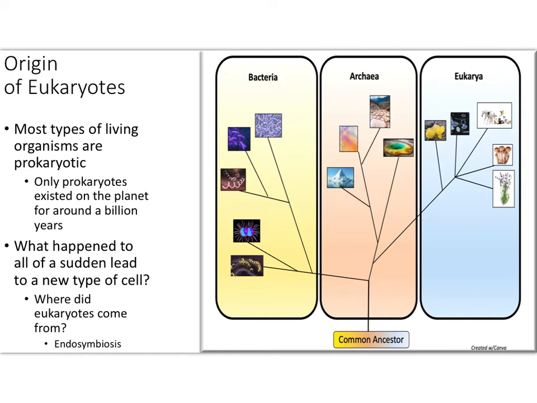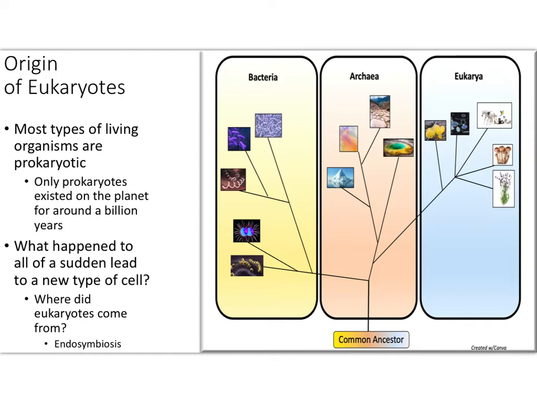To start us off, I want to talk about the origin of eukaryotes. Most life on Earth, most types of living organisms, are actually prokaryotes. So remember, you've seen this diagram before. This is the diagram of the 3 domains of life on Earth, and 2 of the 3 domains of life on Earth are prokaryotes. So basically, about 2/3 of living organisms, or at least 2/3 of the types of living organisms, are prokaryotes. And for about 1 billion years or so, only prokaryotes existed on the planet.